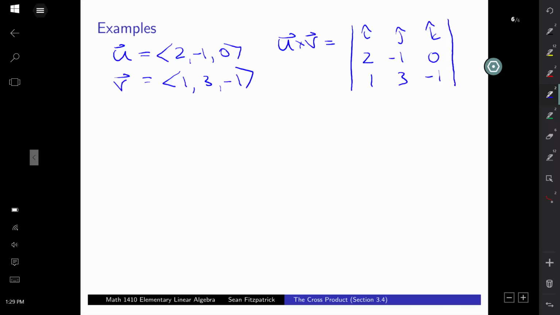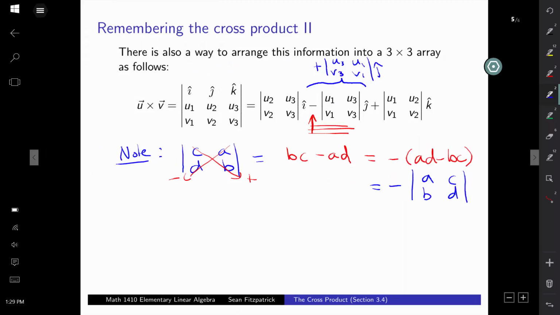The way you think about this expansion rule is, when you want the I component, you strike out the row and the column that contain that entry, and you write down the 4 numbers that are left over, and that's what you see here, right? And then when you get to the J, you do the same thing. You strike out the row and column containing the J, and you write down what's left over.